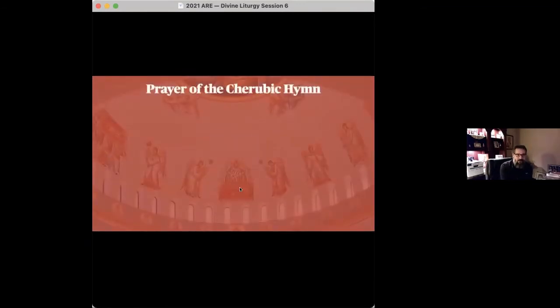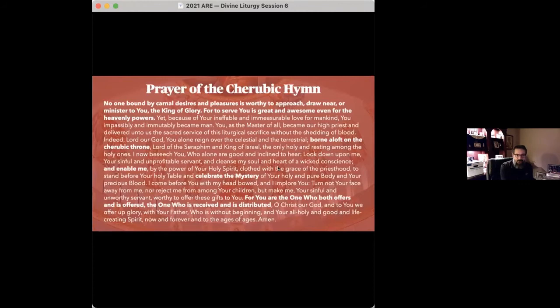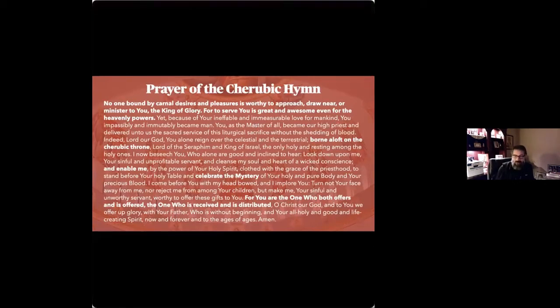Now, here we have this imagery in the background, and what I've pulled up here is a big block of text. I know it might be hard to read on your screen, but if you're looking at a liturgy book and it has the priest's part in it, or if you're looking at the link that I sent you, it'll have it. This is the prayer of the Cherubic Hymn.